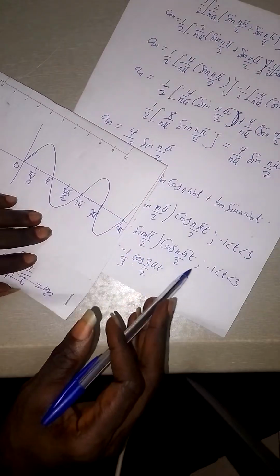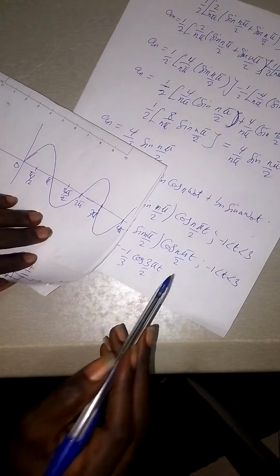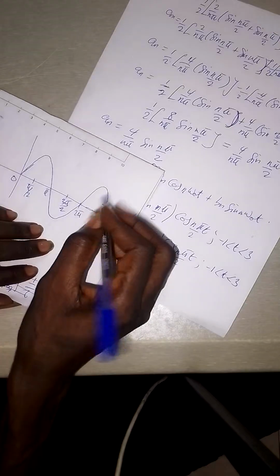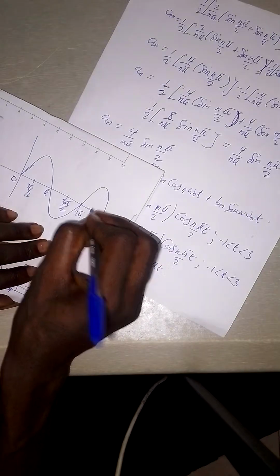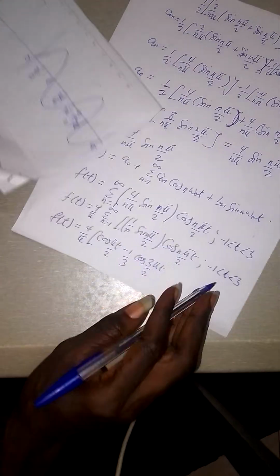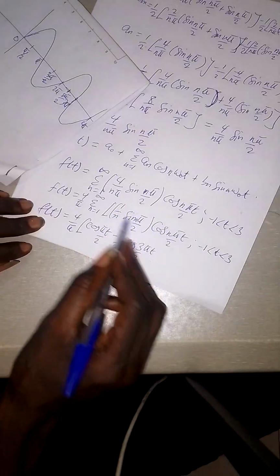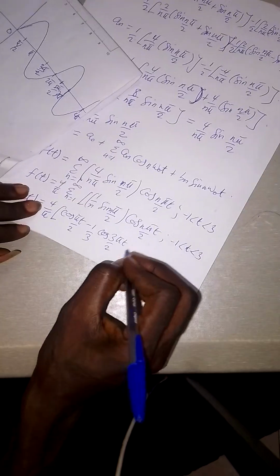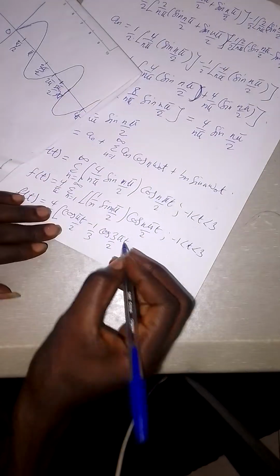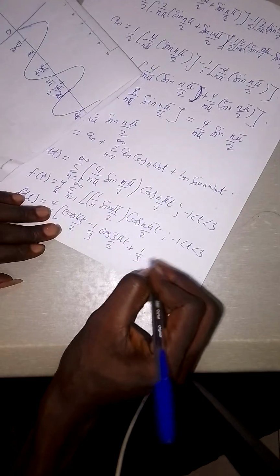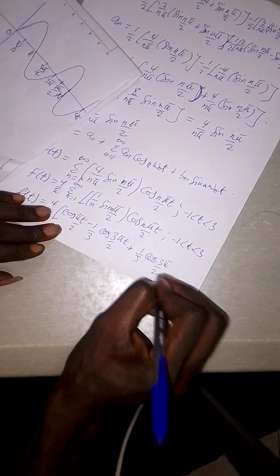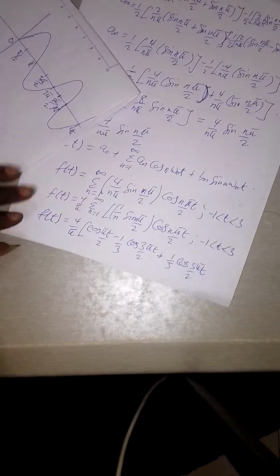So let me put in 5. If I put in 5, I'm going to have sine 5 pi on 2. 5 pi on 2 is here, and the value is 1. It's positive 1 because it's here. See, 5 pi on 2 is here, positive 1. So plus 1 over 5 cos 5 pi t on 2.